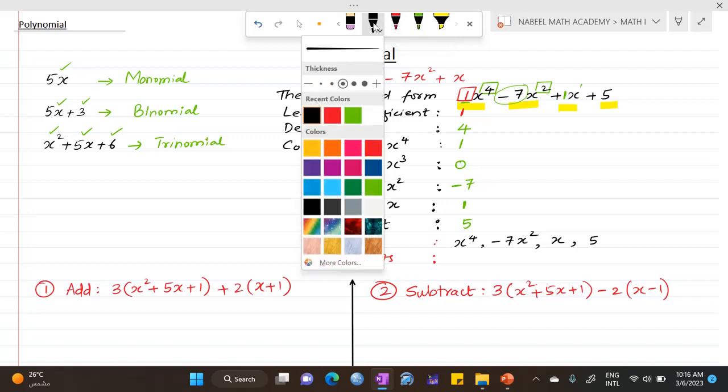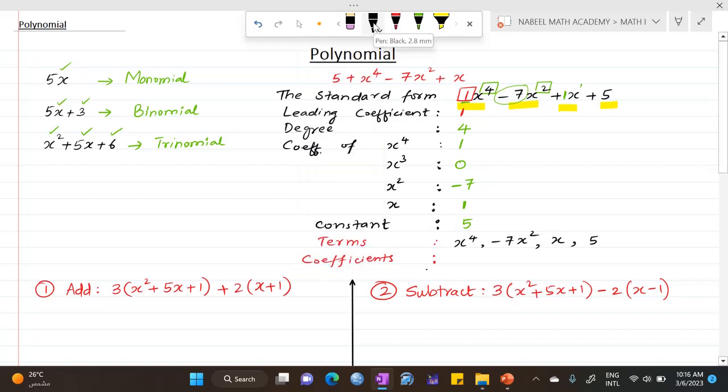Now the next one, here we will have the coefficients. Only you have to write them. The coefficient means the numbers here. So you have 1 here, minus 7, and the coefficient of x is 1 and 5. So coefficient means without the variable, whereas the terms mean along with the variable, the x you have to write.